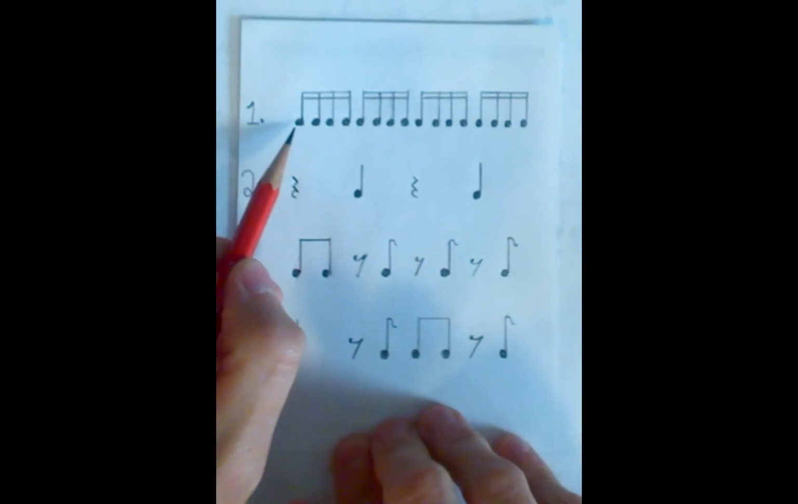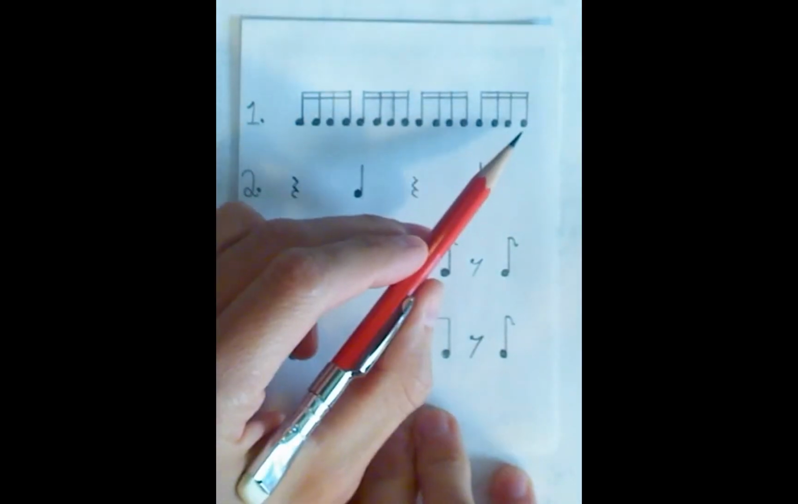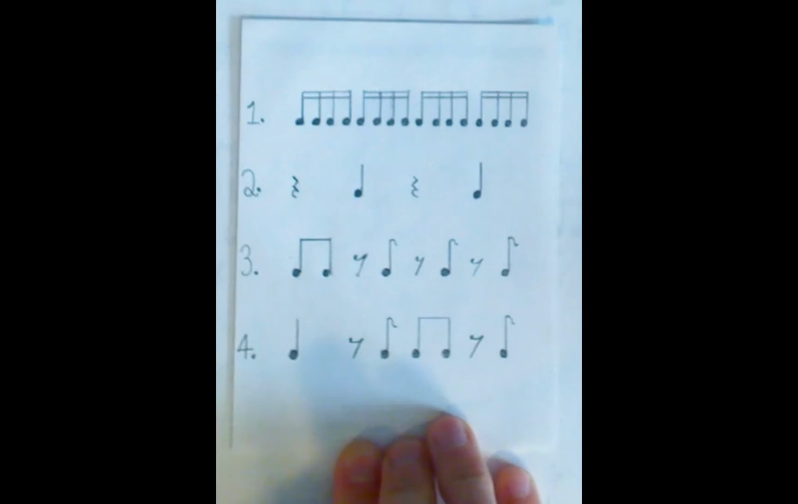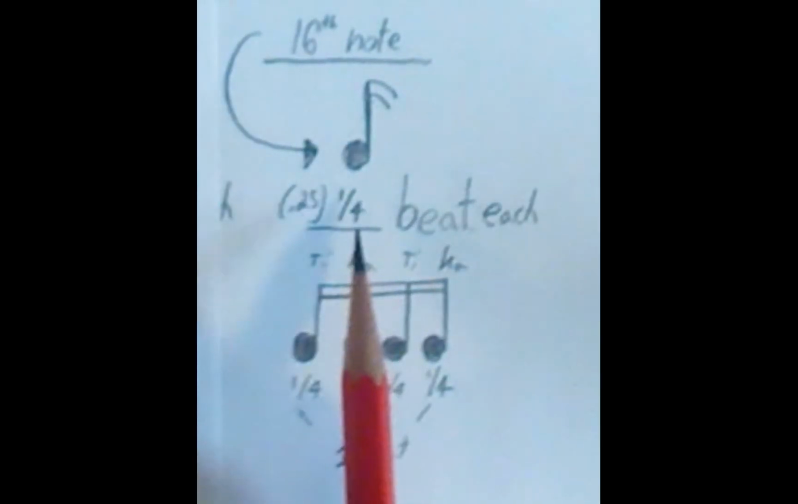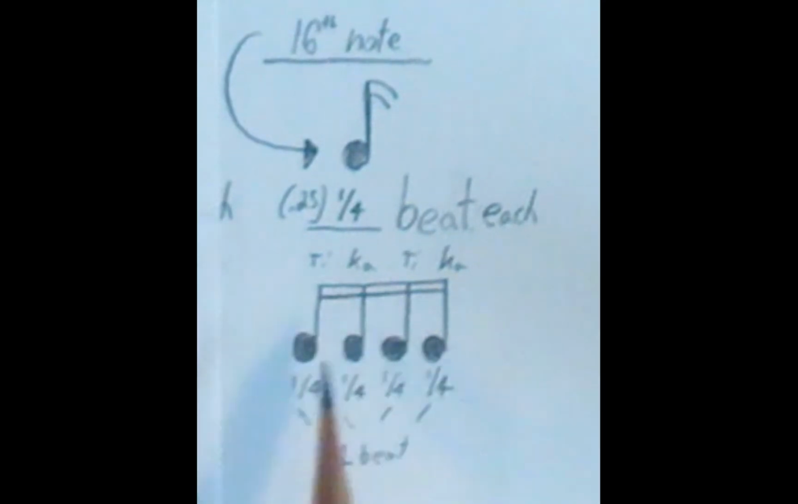So first off, for number 1, everything is the same type of note. And hopefully you remember from last week that these are called 16th notes. Now, of course, each 16th note is worth a quarter of a beat. So if we put 4 together, 1 quarter plus 2 quarter plus 3 quarter plus 4 quarters equals 1 entire beat, but we need 4 different notes to add up to that beat.